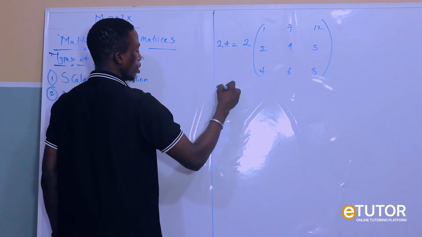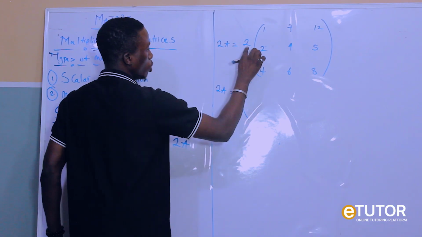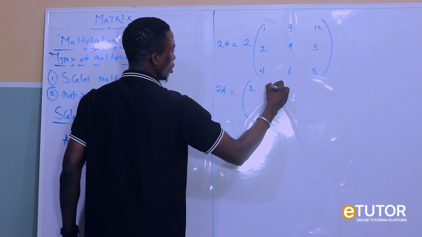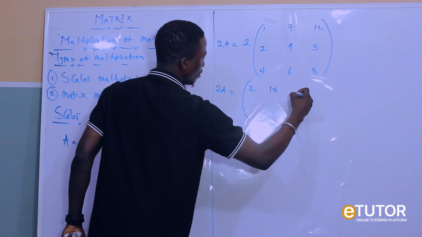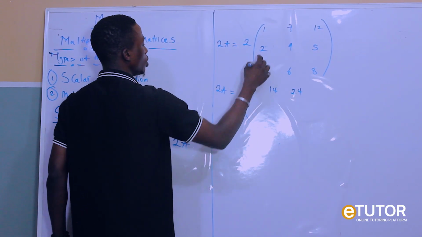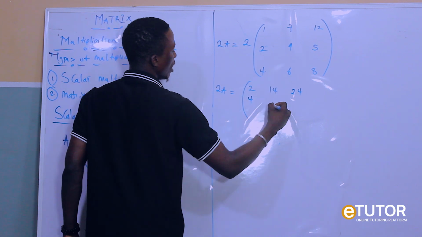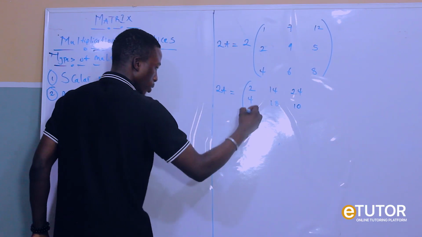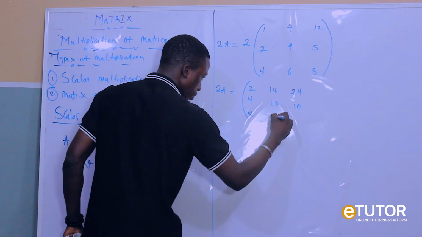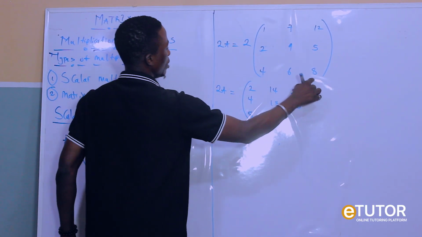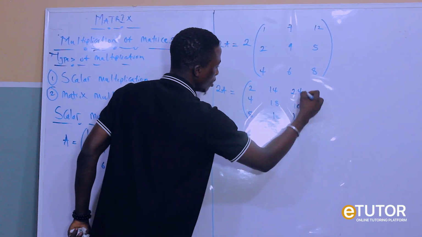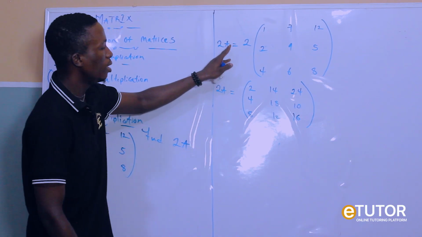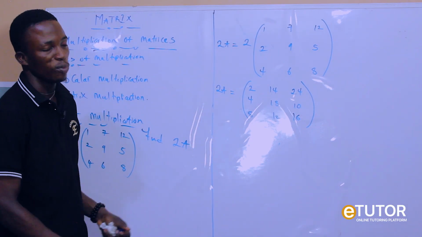So 2A will be equal to 2 times 1 gives 2, 2 times 7 gives 14, 2 times 12 gives 24, 2 times 2 gives 4, 2 times 9 gives 18, 2 times 5 gives 10, 2 times 4 gives 8, 2 times 6 gives 12, 2 times 8 gives 16. So it is very, very easy to work with matrices. So this is an example of scalar multiplication of matrices.